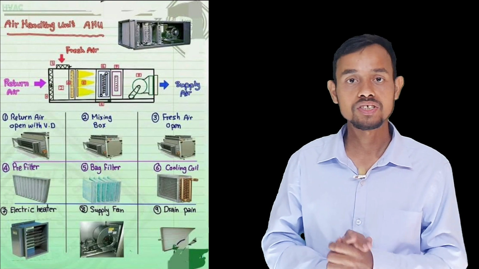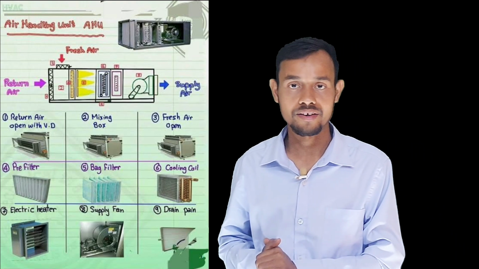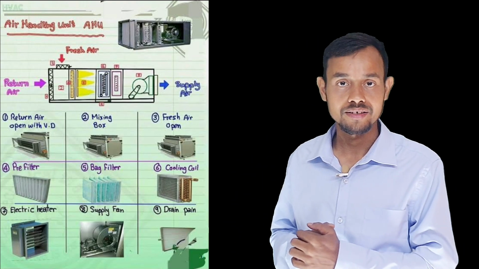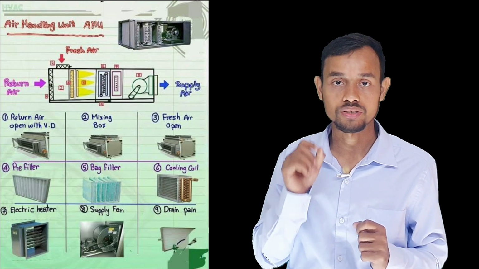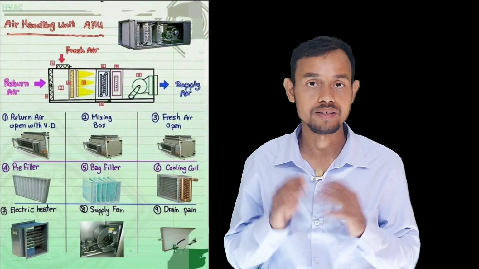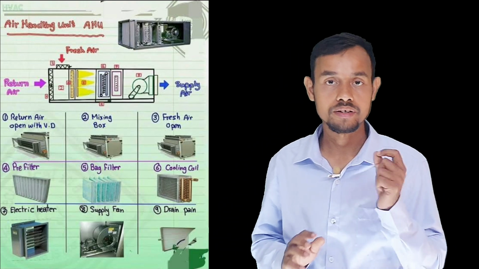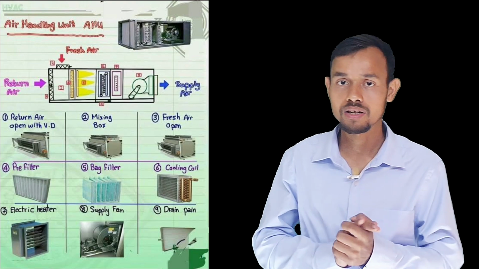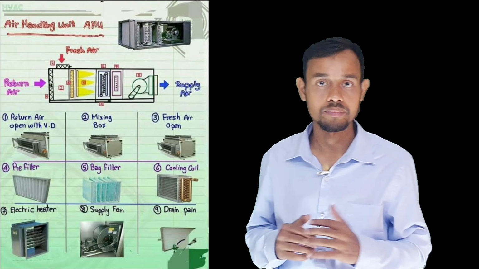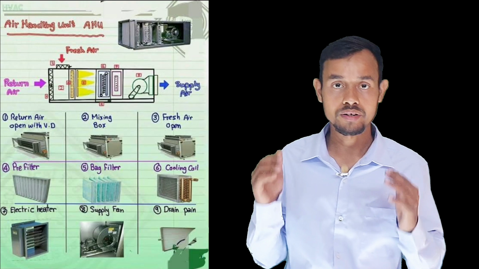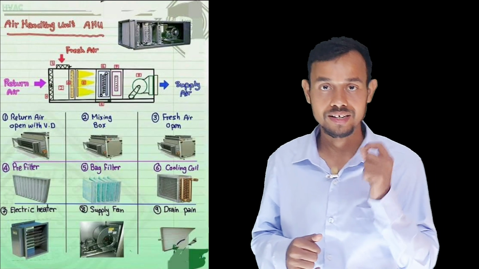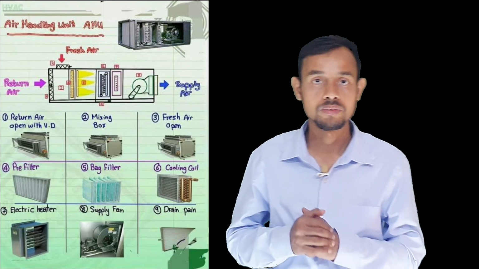Next is the condensate drain tray. The condensate drain tray consists of the drain pan and the drain line. The water that drips off the cooling coil is collected in the drain pan. From the drain pan, the condensate drain line moves the water out of the house.